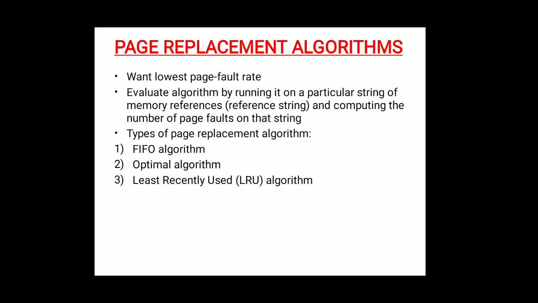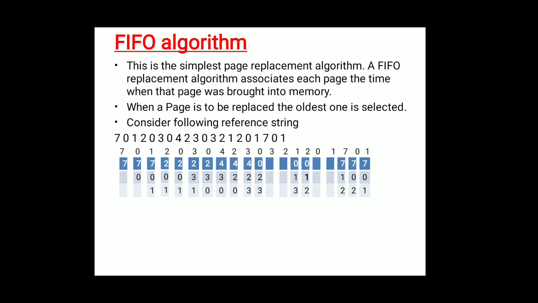Now coming to the page replacement algorithms. There are three important page replacement algorithms. The first one is the FIFO algorithm, that is the first in first out algorithm. The second one is the optimal algorithm, and the third one is the LRU, that is the least recently used algorithm. Let's see all three algorithms one by one. Coming to the first one, the first in first out algorithm, we can call this the simplest page replacement algorithm.